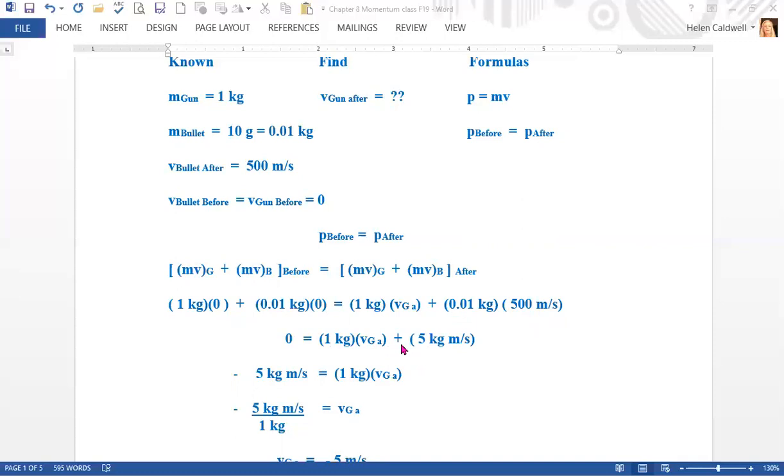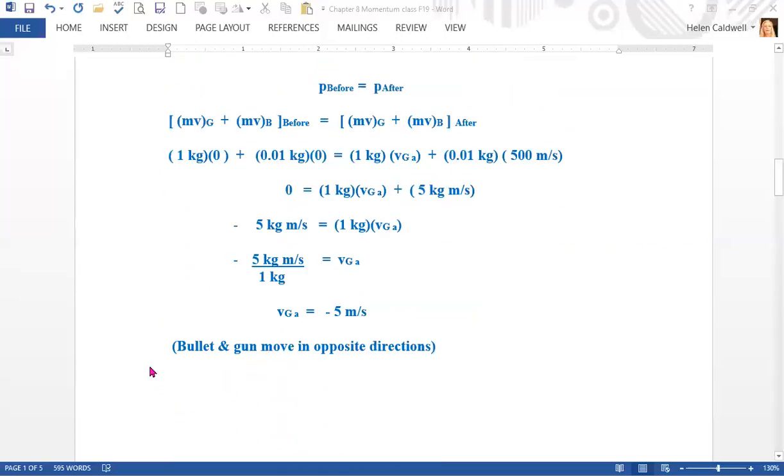To get rid of the 5 on the right-hand side, we have to subtract 5 from both sides, so negative 5 kilogram meters per second. Don't lose that minus sign. Negative 5 kilogram meters per second equals 1 kilogram times velocity of the gun after. Divide both sides by 1 kilogram to get it equal to velocity of the gun after.